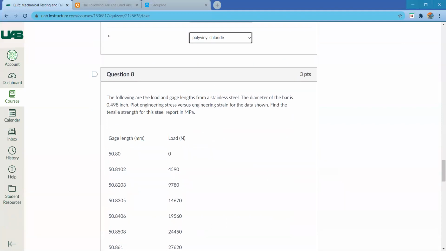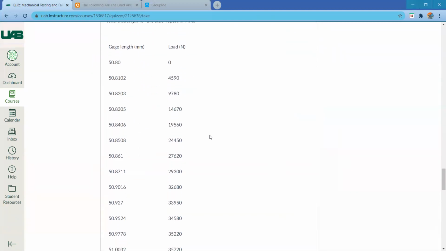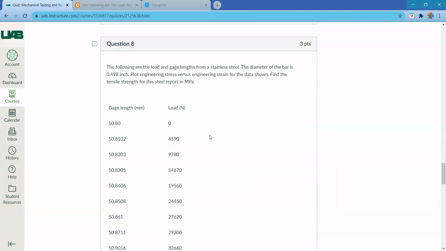So this one here. The following are the load and gauge lengths from a stainless steel. The diameter of the bar is 0.498 inch. Calculate or plot engineering stress versus strain for the data shown. Find the tensile strength for the steel. Report in megapascals. So the only thing I see here that may get you is you're given the diameter in inches. So you need to convert that to centimeters.